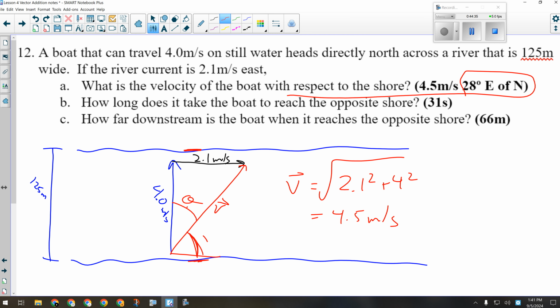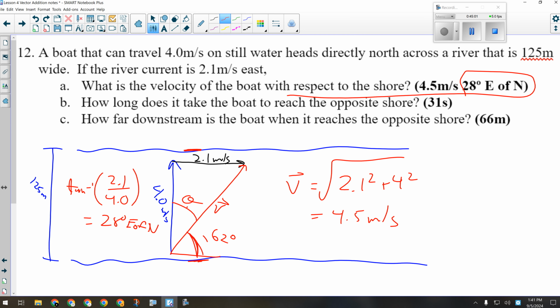Okay. All right, so if we calculate that angle, we're going to go inverse tan of 2.1 over 4. Okay, and if we do that, we get 28 degrees east of north. But I'm going to take this angle here, which would be 62 degrees north of east, or from the shore, would also be an acceptable vector.